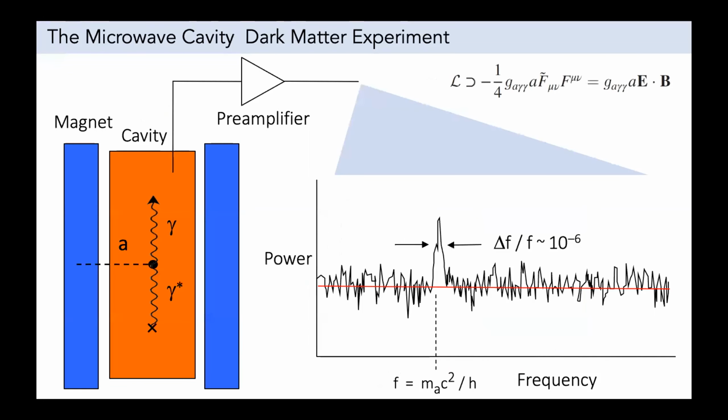Now, that leads to a realization of the experiment as outlined by Sikivie, the microwave cavity dark matter experiment, where there are three elements. There's a very strong magnetic field, a high-Q microwave cavity, and then a state-of-the-art preamplifier to look for a signal that would be exceedingly weak, extraordinarily weak. In modern experiments, we're looking for a signal of maybe 10 to the minus 23 to 10 to the minus 24 watts in a narrow line. And we do not have any good knowledge where that is.